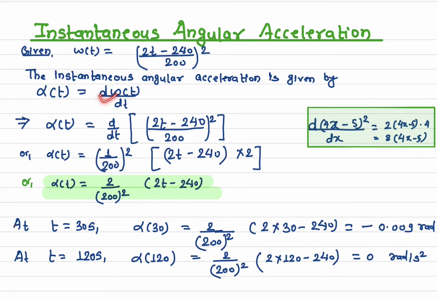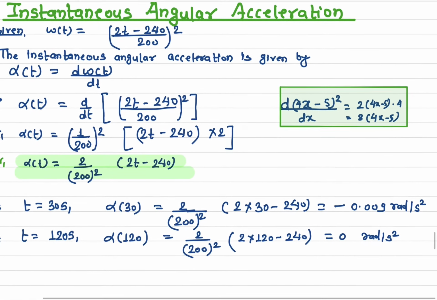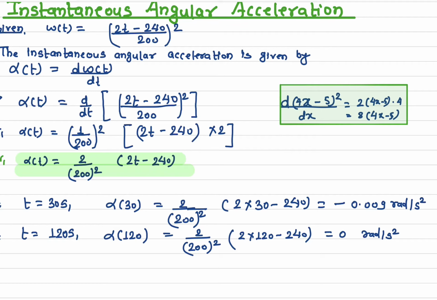So this is the first derivative, d over dt, and omega(t) is given by (2t minus 240) over 200, squared. But now you need to take the time derivative, and I have given an example here. You have d over dx of (4x minus 5) squared. The first thing you have to take is 2 times (4x minus 5), and then take the derivative of 4x, which will be simply 4. 4 times 2 is 8 times (4x minus 5).